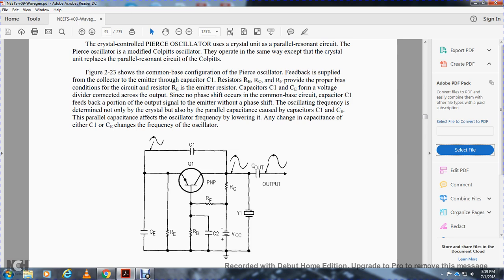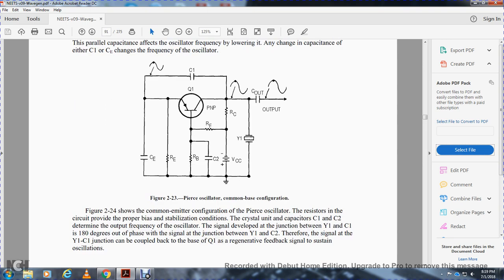The oscillator frequency is determined not only by the crystal but also by the parallel capacity, here formed by capacitor 1 and the emitter capacitor. The parallel capacity affects the oscillator frequency by lowering it. Any change in the capacity of capacitor 1 and the emitter capacitor changes the frequency of the oscillator.